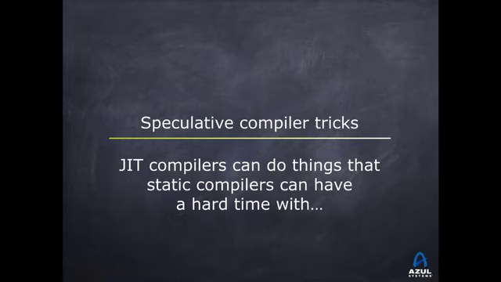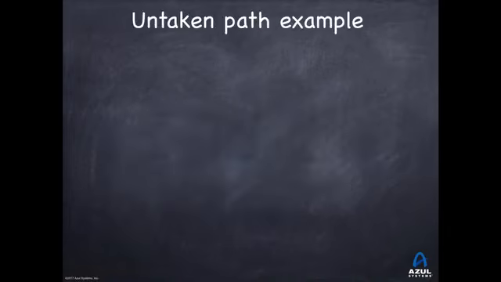However, that isn't necessarily the best answer, as we will see, because what a JIT compiler can do is it can actually make optimizations that you can't do in a static compiler. And the reason it can do that is because it knows exactly what is going on when your application is running. Let's look at a couple of examples.